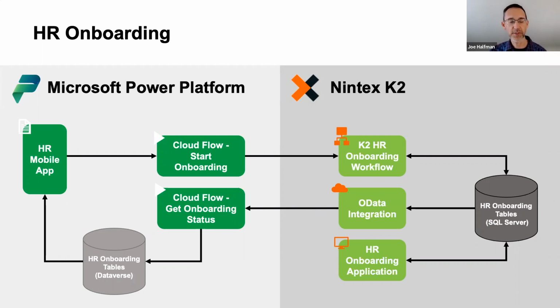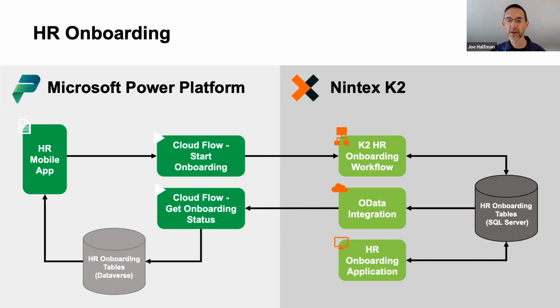In this example, as you see on the slide here, the HR onboarding application was built in K2 and did a great job of supporting the onboarding process. However, a request was made to allow mobile access for submitting requests and checking on the status. While there is some mobile support in K2, it's not a strength and it's quite limited. Therefore, the Power Platform was a great choice for providing that functionality.